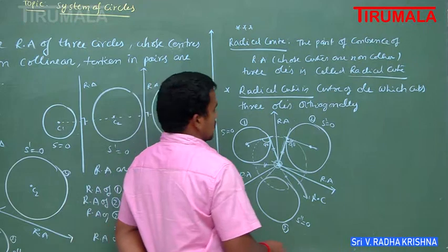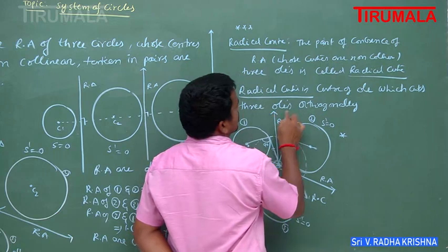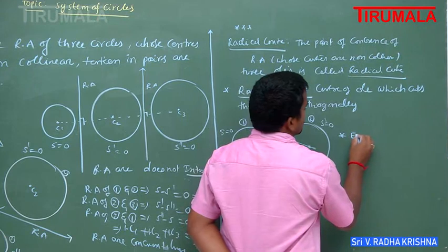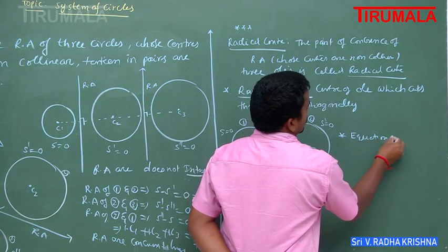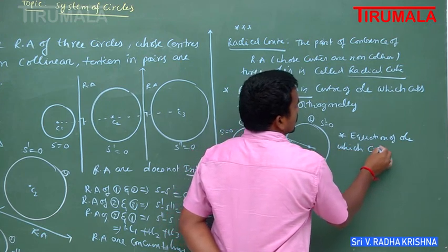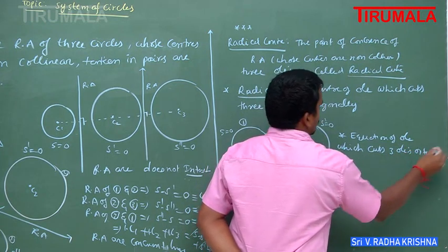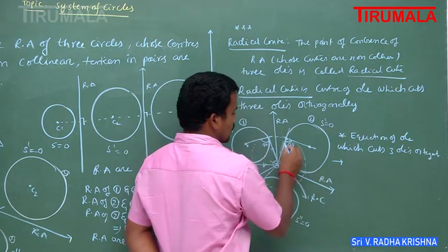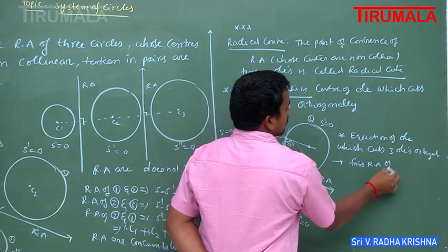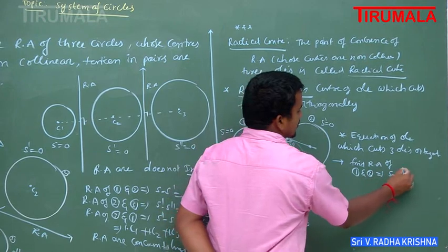So first, we are solving the steps to find the equation of the circle which cuts the three circles orthogonally. First, find the radical axis of the first and second circles. That implies S minus S dash equal to 0.